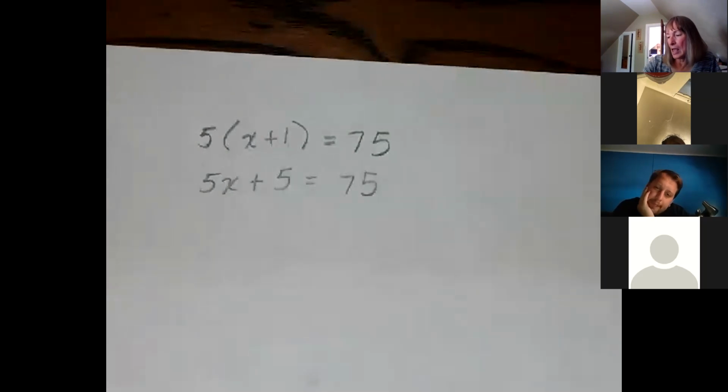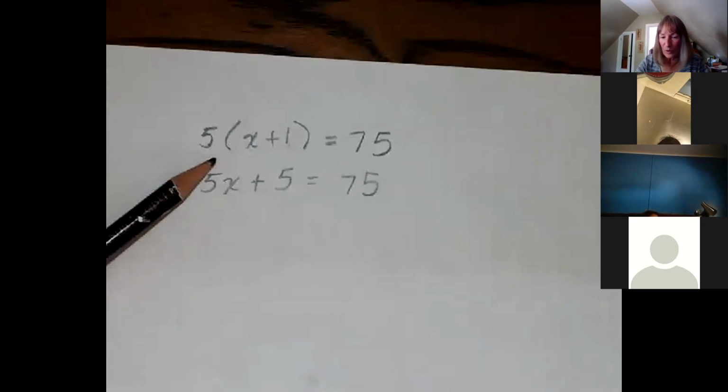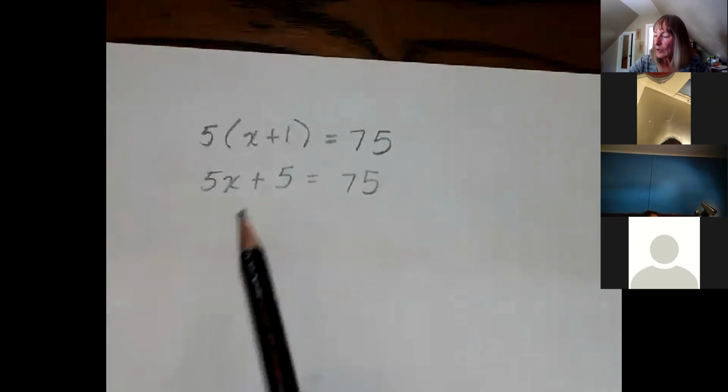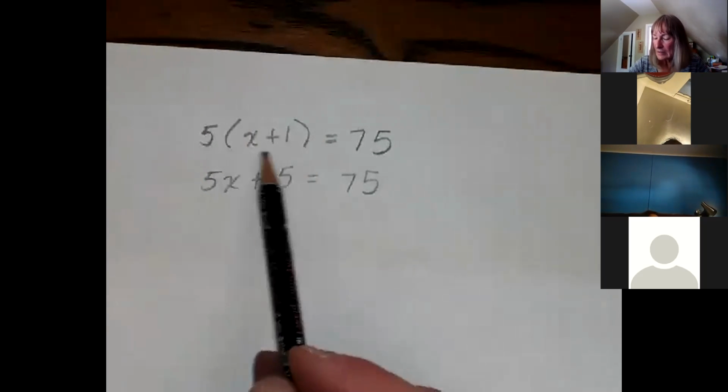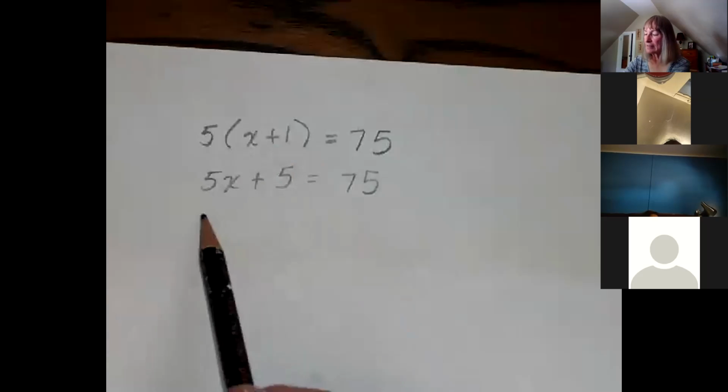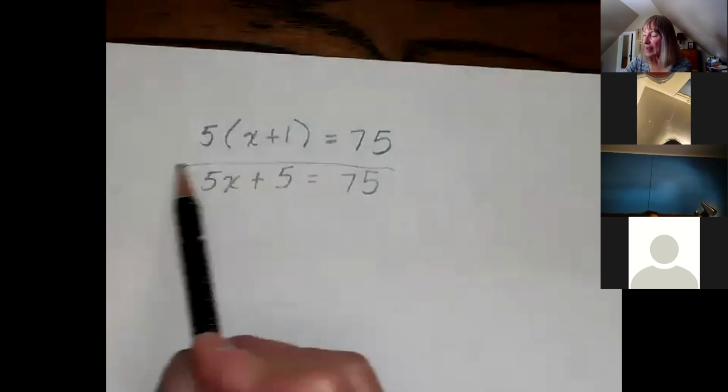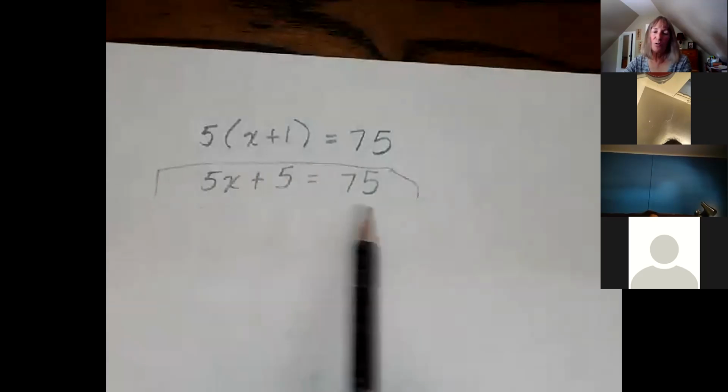Now, you might be thinking, well, did we make this simpler? Technically, we did make it simpler because the definition of simplify mathematically, one of the things is get rid of parentheses. So we got rid of the parentheses. We don't need them anymore. So basically, this is simpler. And now this is in this kind of equation.